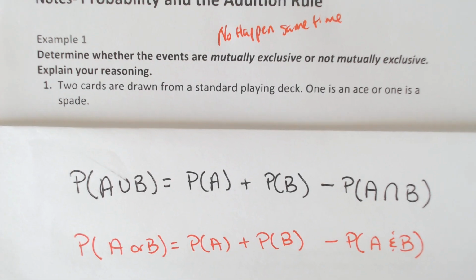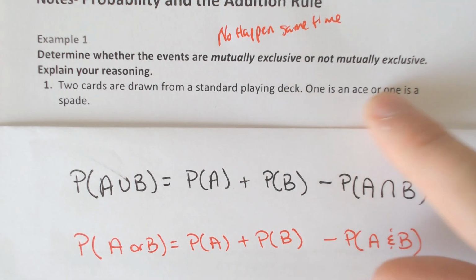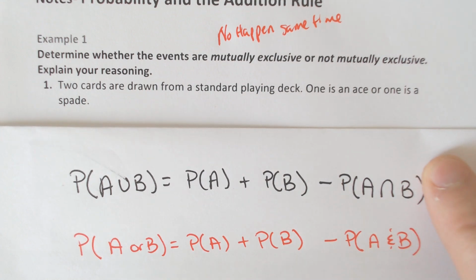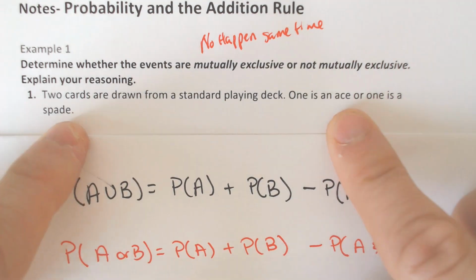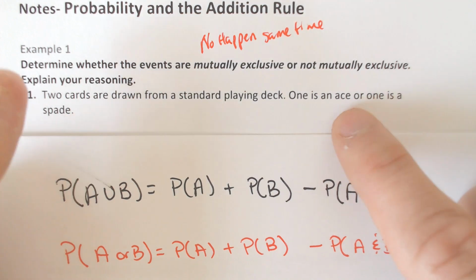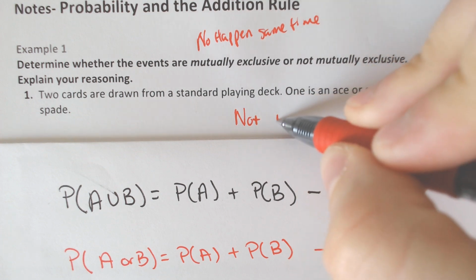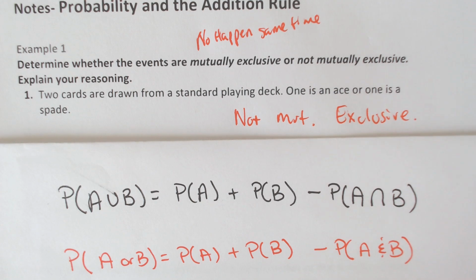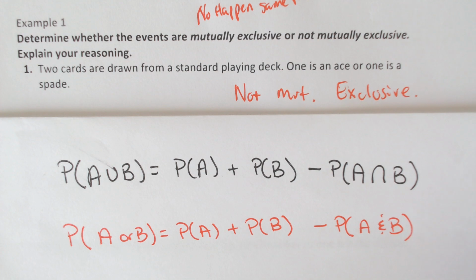Okay? So if you have two cards drawn from a standard playing deck, one is an ace or one is a spade, we're not finding the probability of this. We are just determining if it is mutually exclusive or not. Well, can you have an ace that happens to be a spade in one exact moment? And the answer to that is yeah, the ace of spades. So if that is the case, then this is not mutually exclusive. Okay? And that would mean that we could, for a singular event, use one of these formulas.